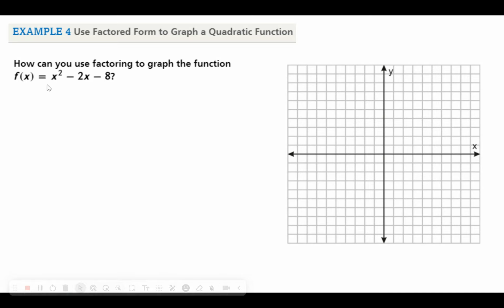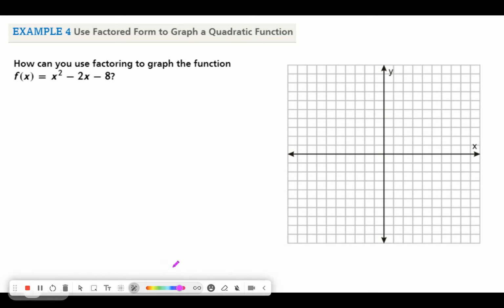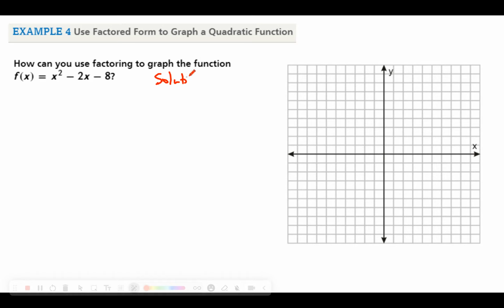So we're going to take this function and we're going to graph it. Now, when you find the solutions to a quadratic equation, the solutions represent on a graph, so equal the x-intercepts. This is a big deal. The solutions equal the x-intercepts.